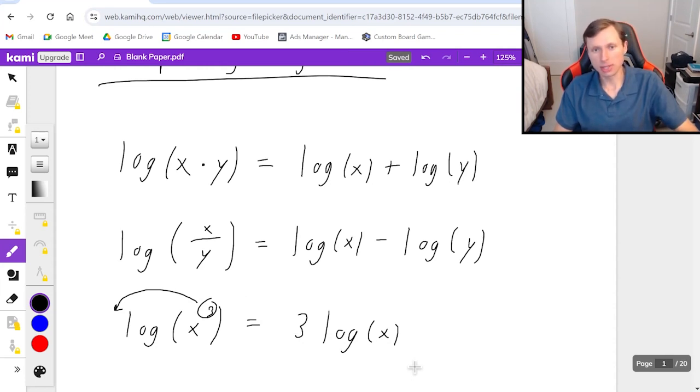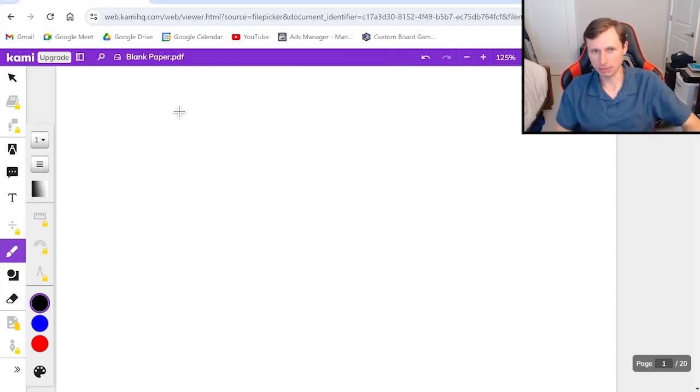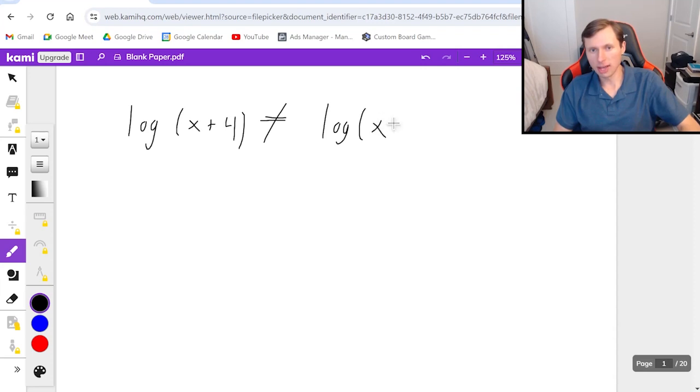Now let me show you some things that are not properties. A lot of you out there will get these confused. So for instance, if I have log of x plus 4, this does not equal log of x times log of 4. This is not true.